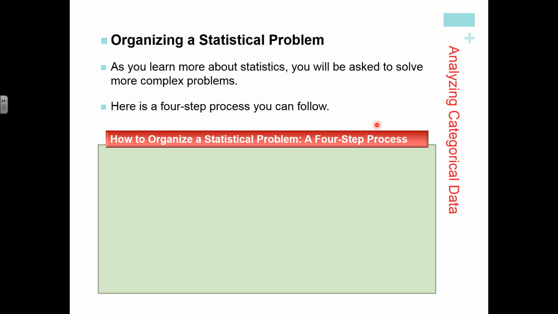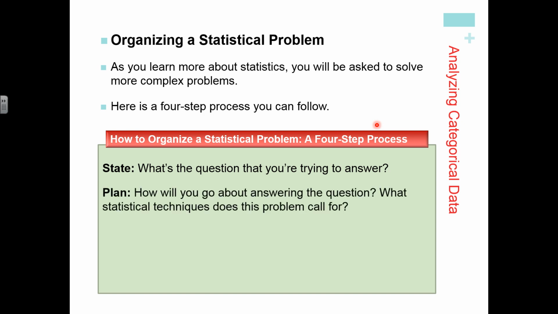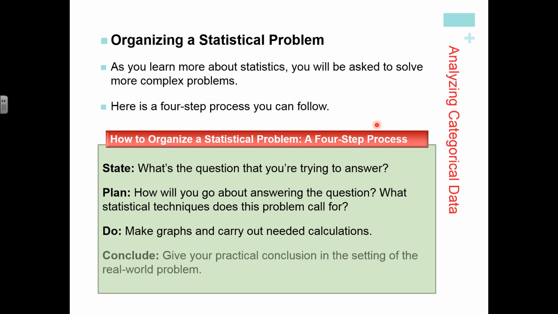All right, lastly, from now until the end of the year, we have a four-step process for analyzing statistical problems. Your first step is you're going to state what you're trying to answer or what you're trying to find. You're going to plan out how to do it. Then you're going to do whatever it takes, whatever calculations or graphs you need to do. And lastly, you always conclude. Never end a problem without concluding. All right, that's it.